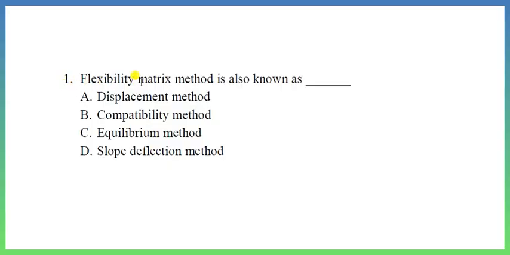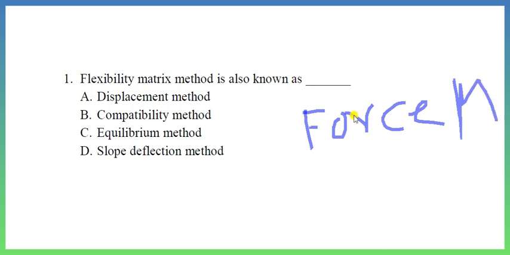First objective: the flexibility matrix method is also known as option A, displacement method, B, compatibility method, C, equilibrium method, and D, slope deflection method. So, the flexibility matrix method is also called the force method, and it is also called the compatibility method. So, option B is the correct answer for this question.